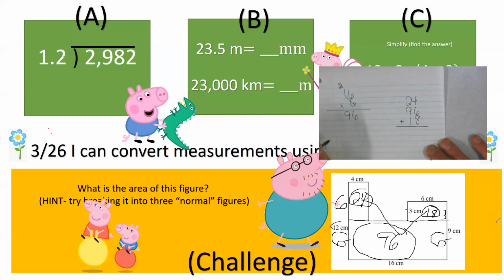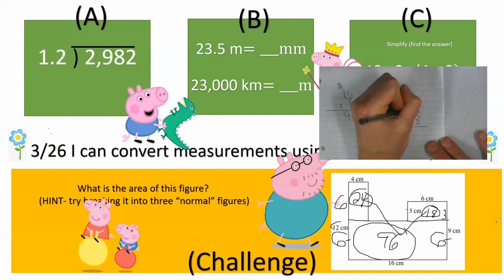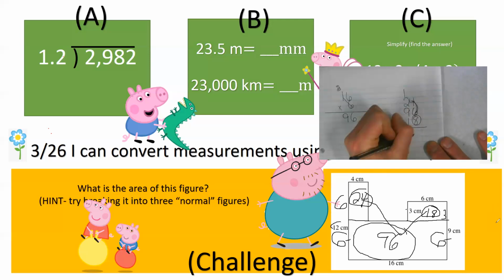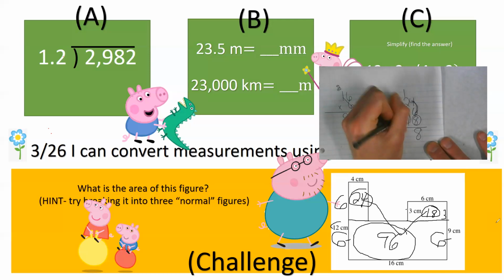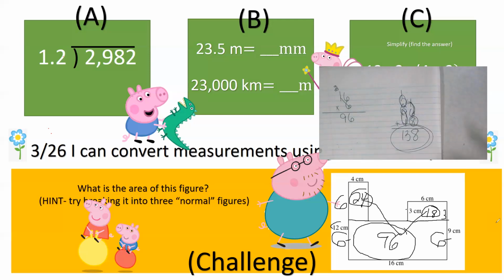So I just have to add all those together. 6 plus 4 is 10. 10 plus 8 is 18. 9 plus 1 is 10. 2 plus 1 is 3. Together it's 13. There's my answer.